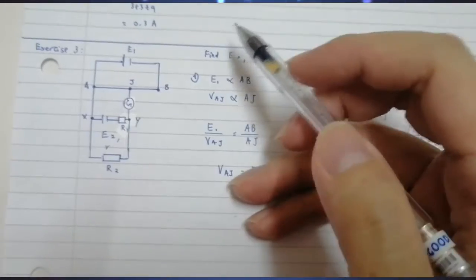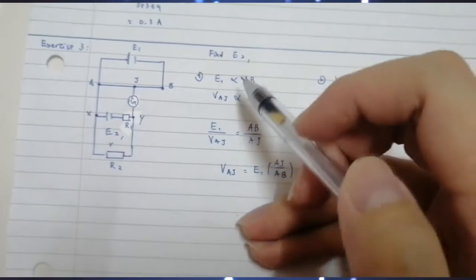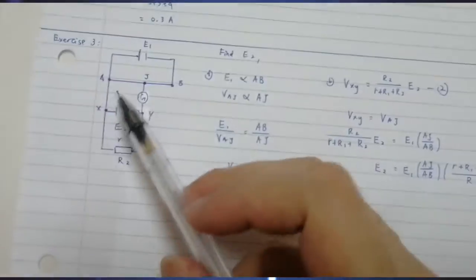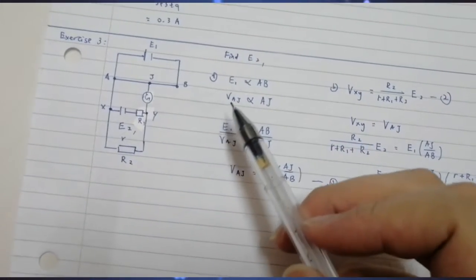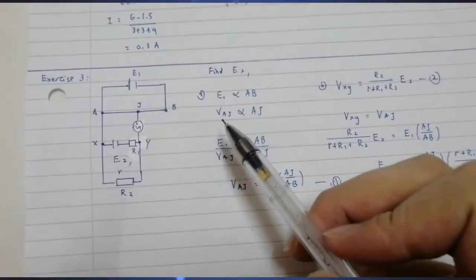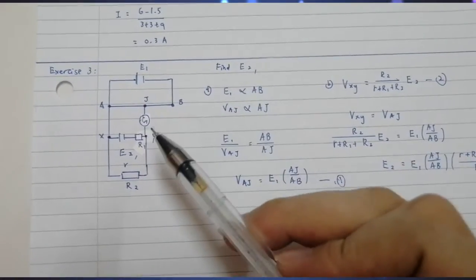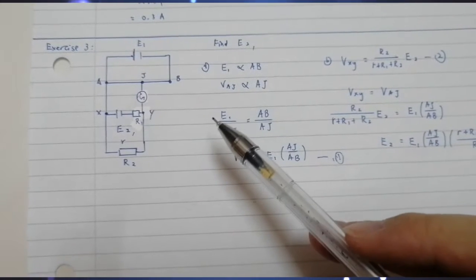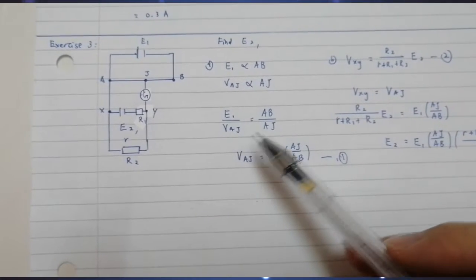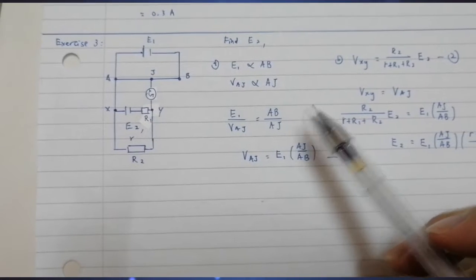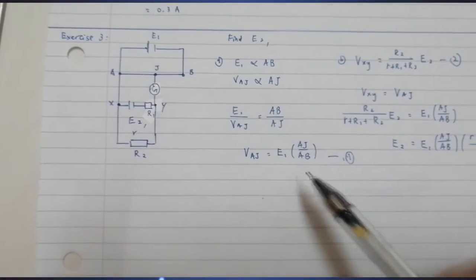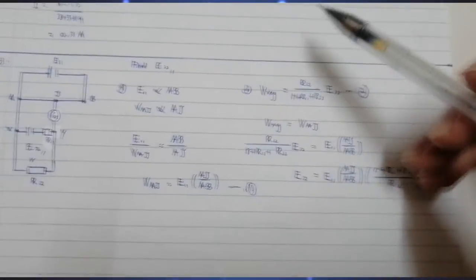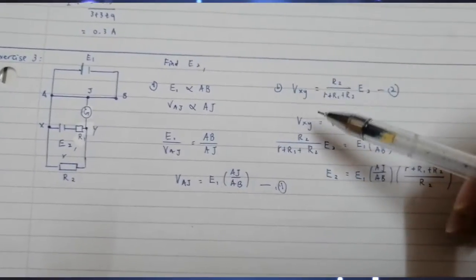So this is the circuit and we are going to find E2. We all know that E1 is directly proportional to AB, and the potential difference VAJ is directly proportional to AJ. So we can make the first equation, which is E1 over VAJ equal to AB divided by AJ. So here's the first equation, and for the second equation, we need VAJ.